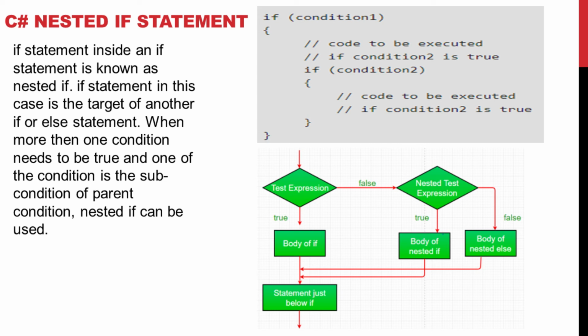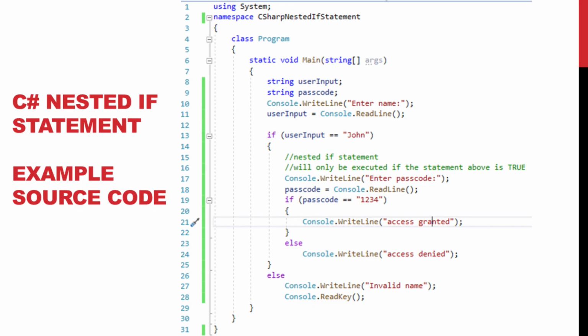C# nested if statement. An if statement inside an if statement is known as nested if. The if statement in this case is the target of another if or else statement. When more than one condition needs to be true and one of the conditions is the subcondition of the parent condition, nested if can be used.